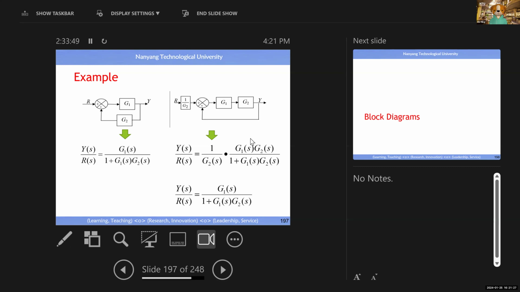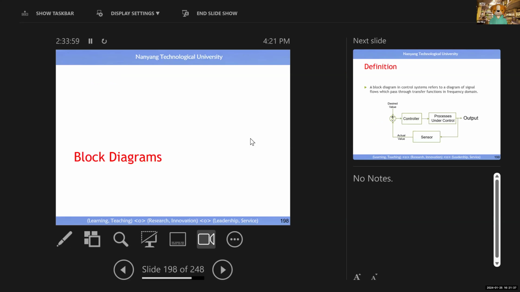Loop 1 is G1 times G2 times negative 1. 1 minus negative 1 is plus, right? Then you see these two are equivalent, right? Okay, so that is a relationship function in frequency domain. With the use of a relationship function, we can visualize the signal flow of any dynamic system.